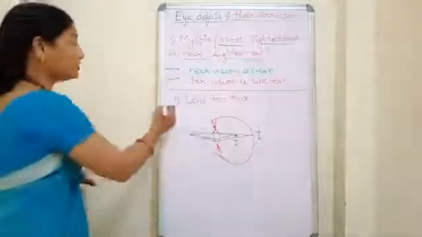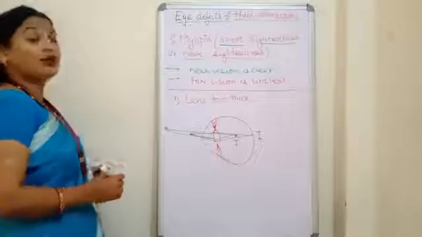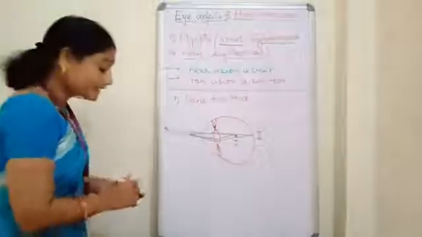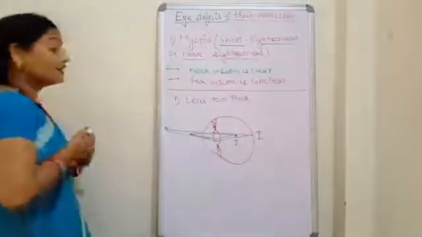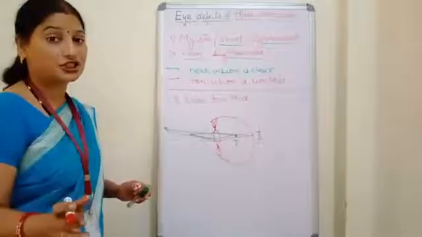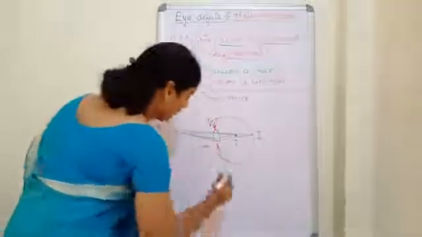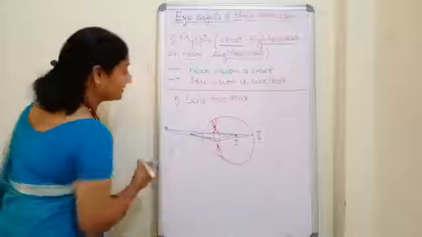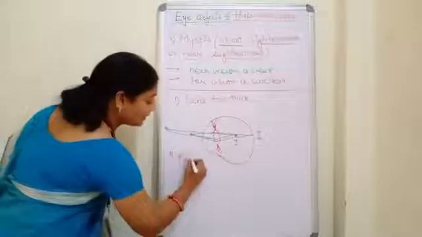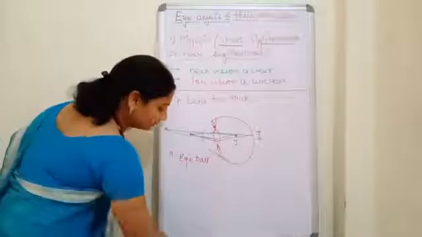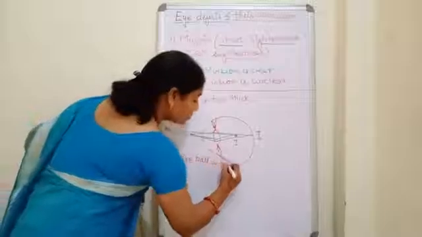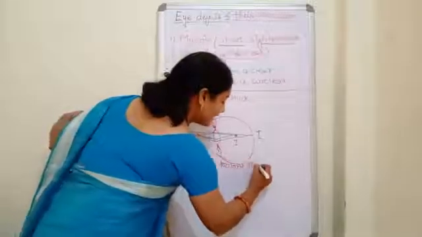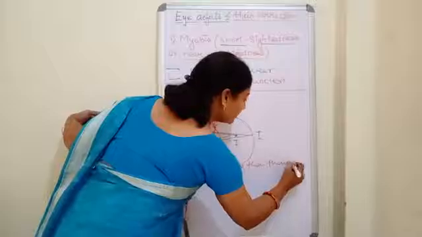So this is the first situation, when the lens has become too thick. The next condition is when the eyeball becomes too large. So what is the next situation? That is, our eyeball is too long than the normal.